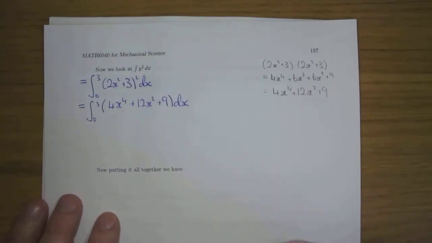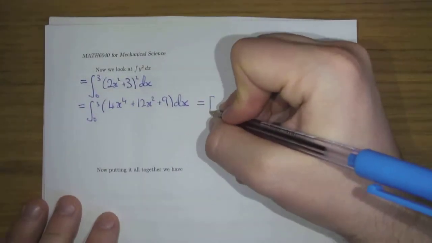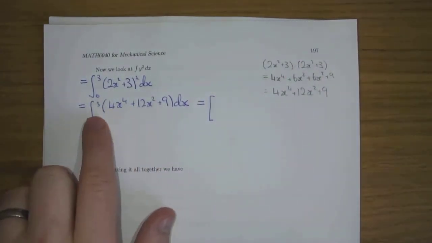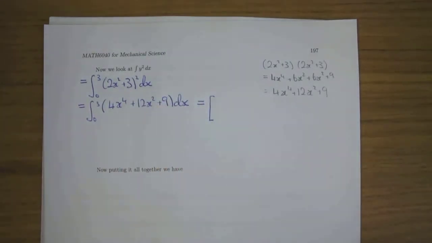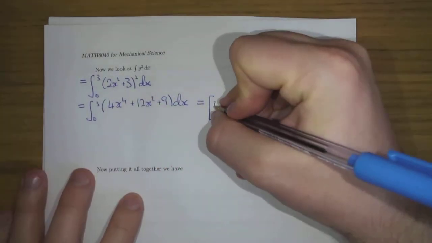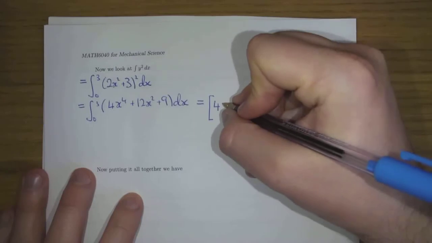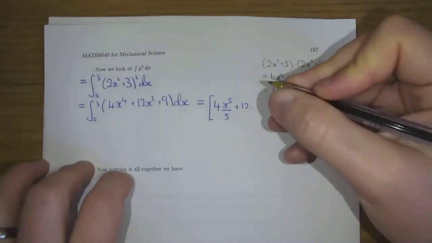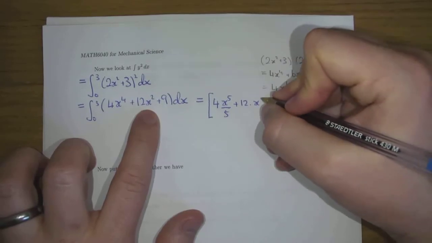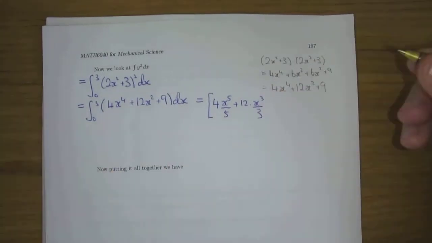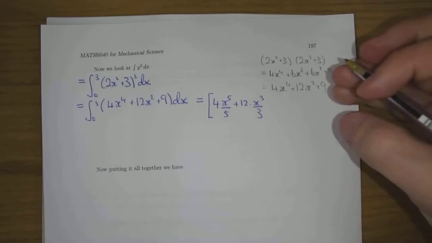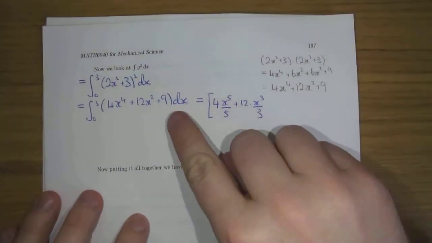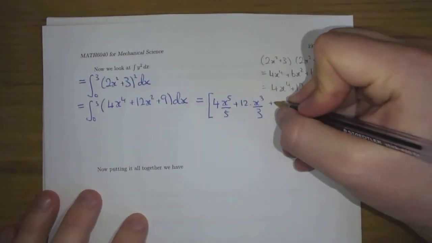Now we anti-differentiate. It's a sum, so there's no squaring here, you can do it term by term, fixing the constant. So fix the 4, antiderivative of x to the 4 is x to the 5 over 5, plus fix the 12, antiderivative of x squared is x cubed over 3, and think about what is the antiderivative of 9. What do you differentiate with respect to x to end up with 9? It would be 9x.